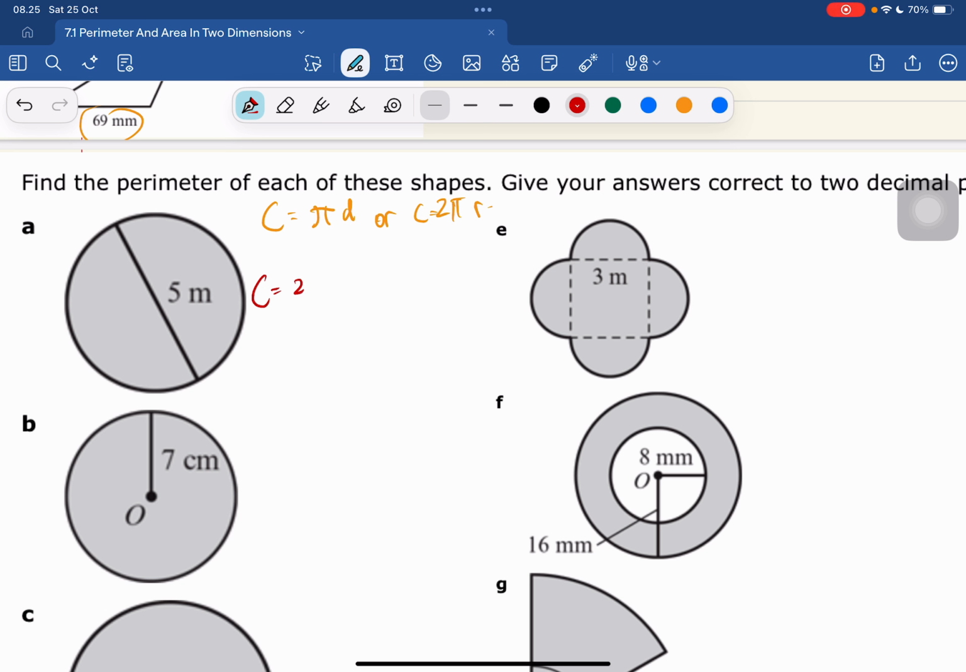Circumference is going to be pi times diameter. Okay, let's make it 3.14 multiplied by 5. So this is going to be 15.71 meters.